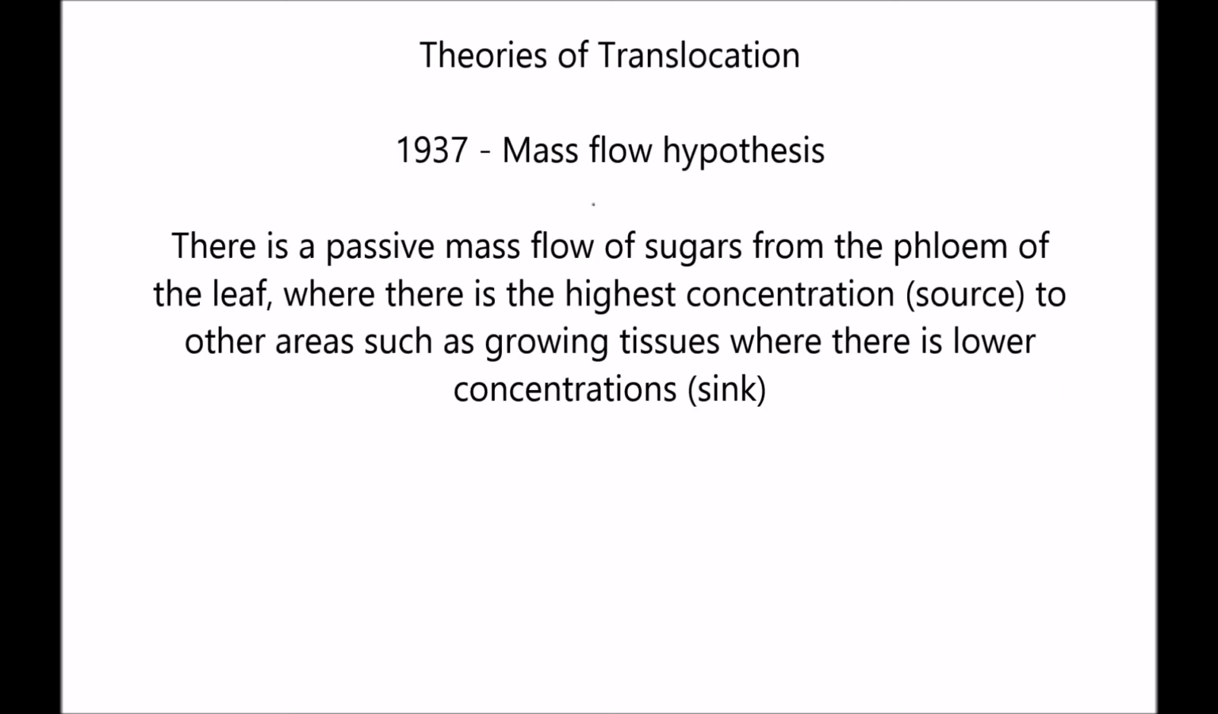Theories of translocation. Mass flow hypothesis in 1937. This basically said there is a massive mass flow of sugars from the phloem of the leaf, where there is the highest concentration, the source, to other areas such as growing tissues where there is lower concentration, the sink.